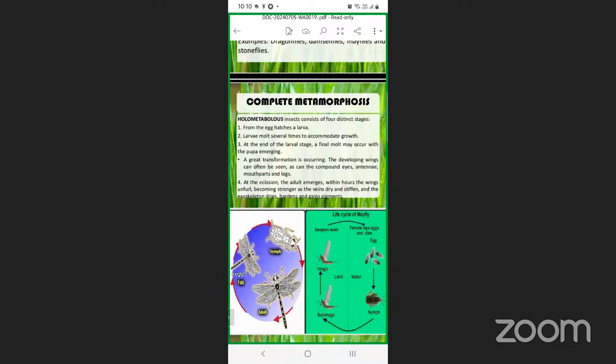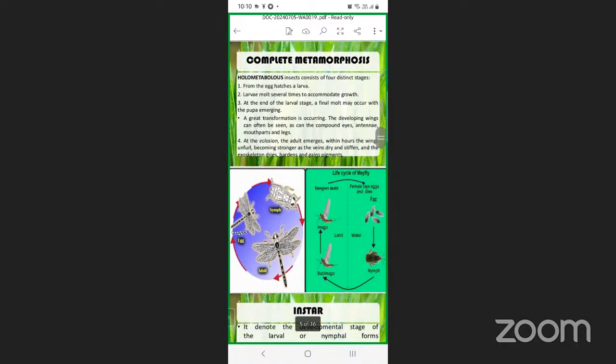At eclosion, the adult emerges within hours, the wings unfurled and becoming stronger as the veins dry and stiffen the wing, and the exoskeleton dries, hardens, and gains the pigments. So like this, we see the transformation from the egg stage to the adult stage.